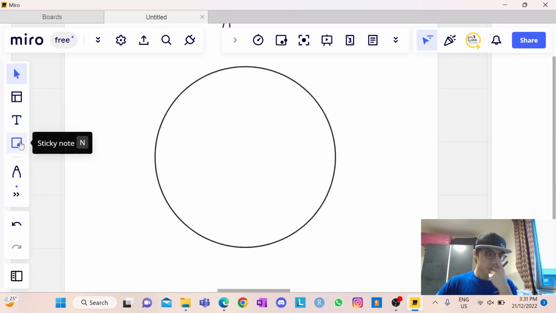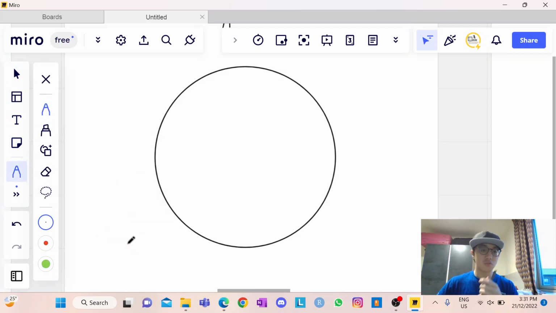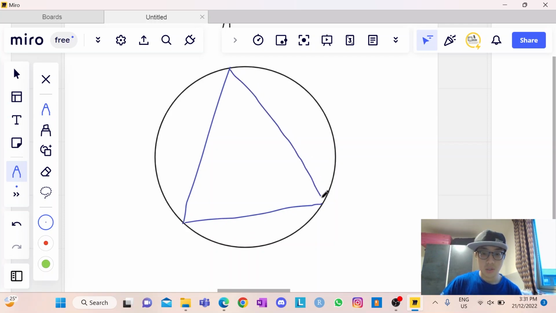So just give me some time. I'm gonna draw the triangle right here. Okay, and there is a tangent and there is a straight line right here. Just can't draw it nicely.